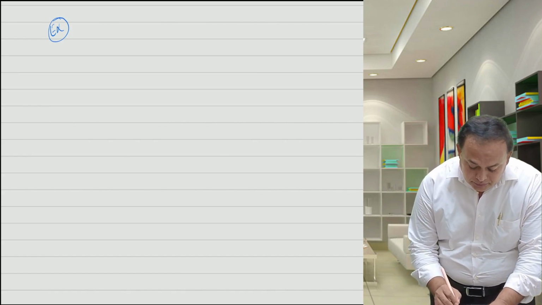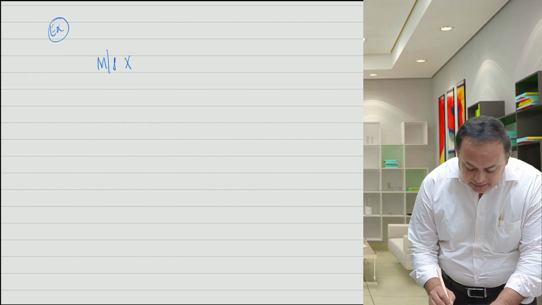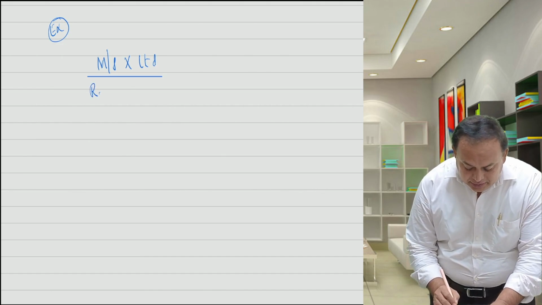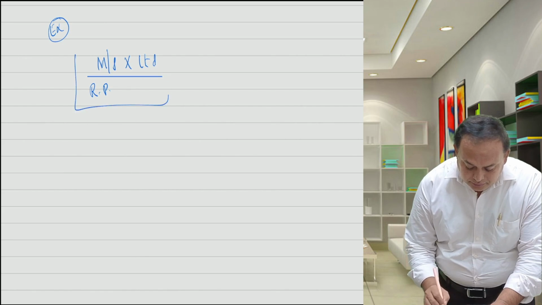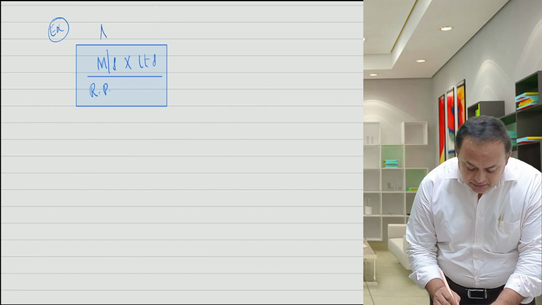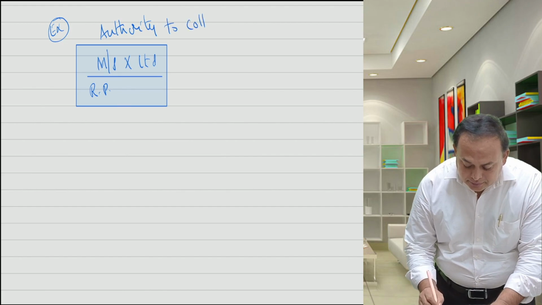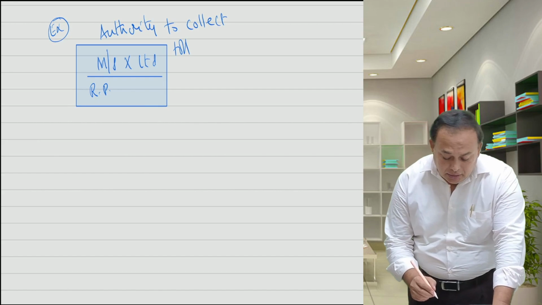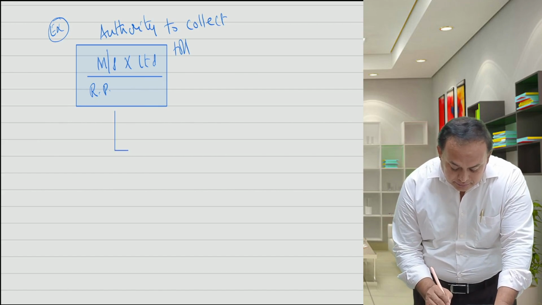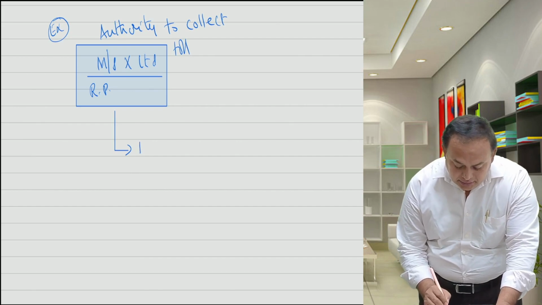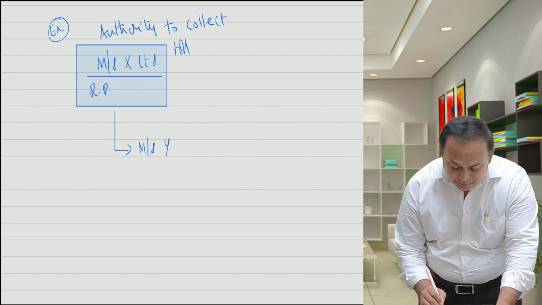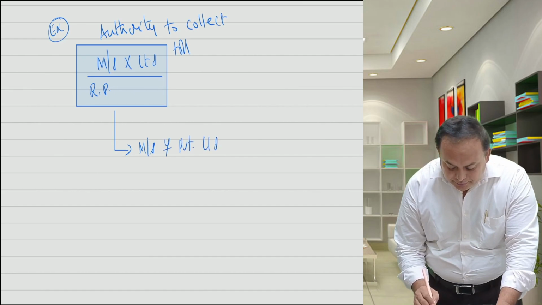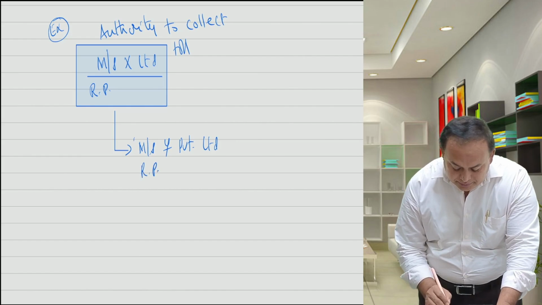Sir, Mrs. X Limited, a registered person under GST, which has authority to collect toll. They appointed Mrs. Y Private Limited, also a registered person.